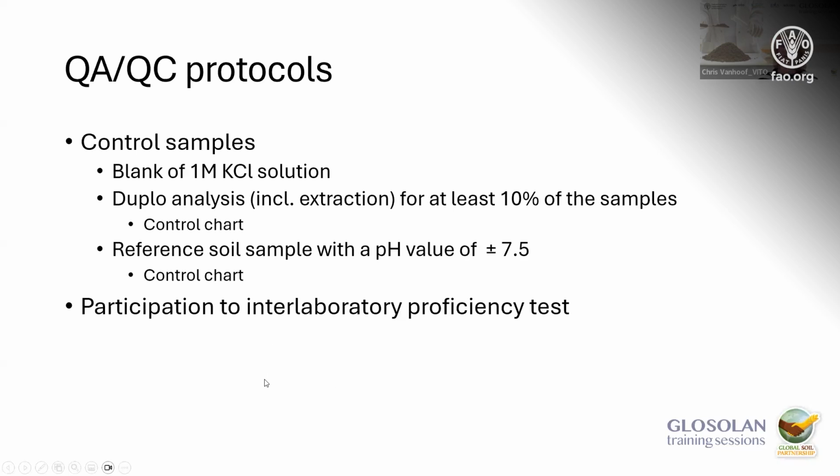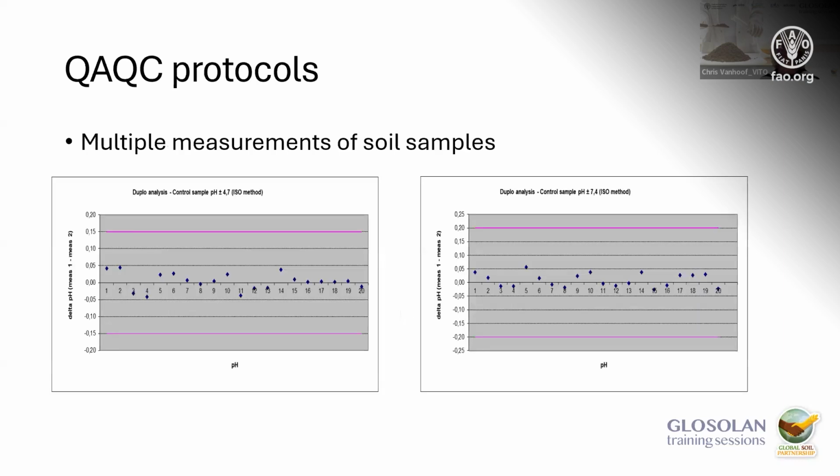We also have in our lab a reference soil sample. It was used for proficiency testing, and we kept that sample to analyze always together with the other samples in one analytical run. That has to give a pH value of 7.5, and we follow that up over time. Besides that, we also participate in interlaboratory proficiency tests to verify if our results correspond with the results of other labs. That should normally be the case.